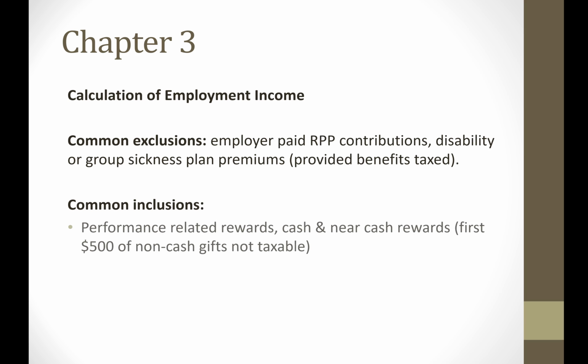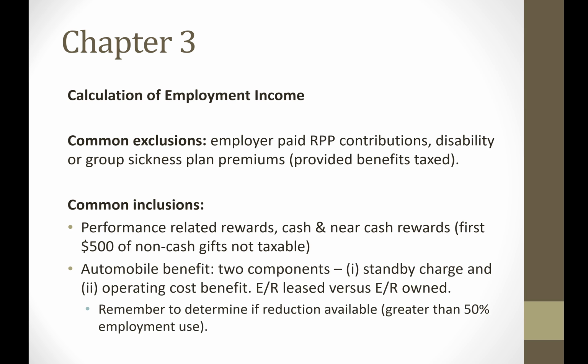What about what's included? Well, if the employee gets any performance-related rewards, so any rewards based on maybe the amount of sales they generate in a year, that would be included in employment income. Any cash or near cash rewards. So a near cash reward would be maybe a gift certificate to Amazon that basically is the same as cash. So those are automatically included in employment income. What about a non-cash gift? What about if an employee gets a gift basket full of food? Well, the first $500 in any year is not taxable. Anything above that $500 would be included in employment income.